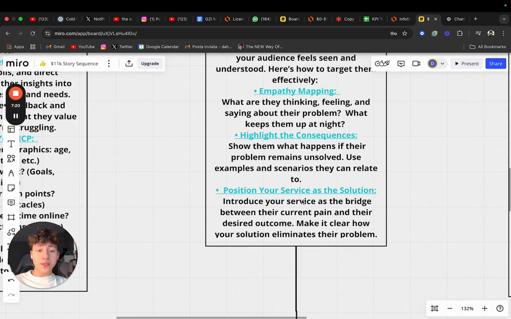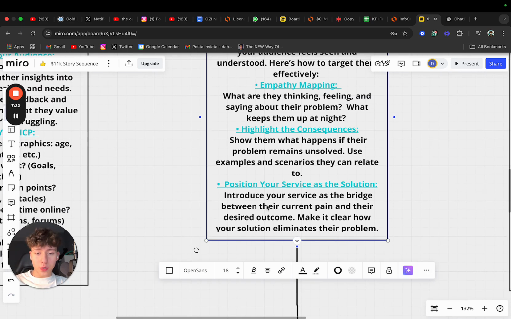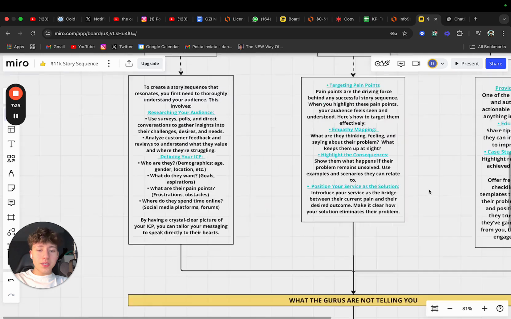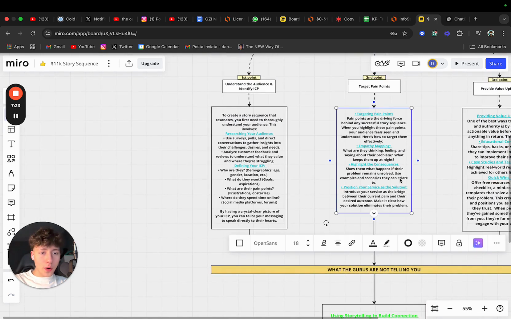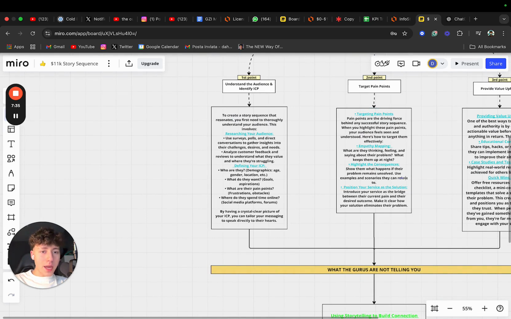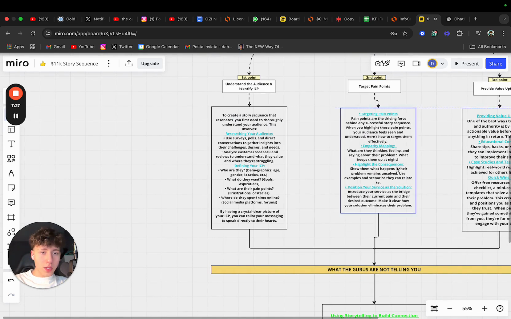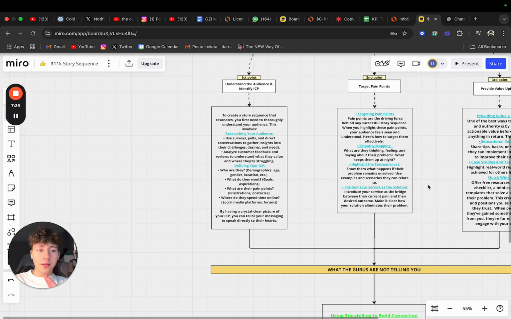So position your service as the solution. Introduce yourself as the bridge between their current pain and their desired outcome. Make it clear how your solution eliminates the problem. This is key, bro. This is key. You gotta solve the entire gap for people, for them to be able to trust you enough to be like, okay, this guy knows something. He understood my situation. He's been able to correctly talk to my exact problems. I feel like his solution is the best solution for me to bridge the entire gap that I have.